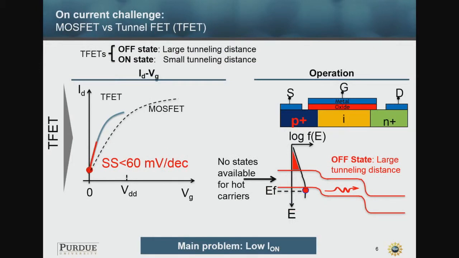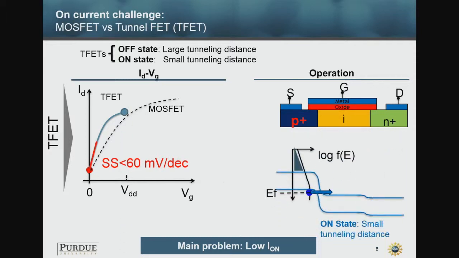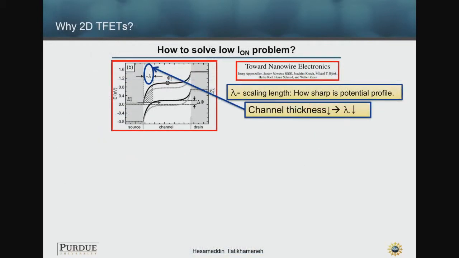So if we compare MOSFET and tunnel FETs, tunnel FETs usually have a steeper IV because there is no hot carrier. For hot carriers, there is no state inside the bandgap. But what is the challenge for tunnel FET? It's in the on current. You need to tunnel through, so the tunneling transmission is not high. As a result, you see that the on current of TFET is less than MOSFET. So how can we solve this on current problem?